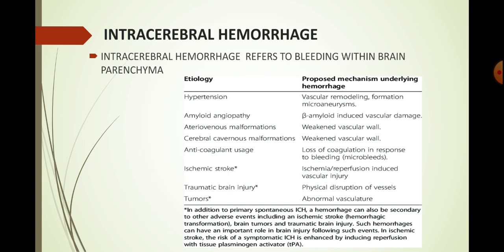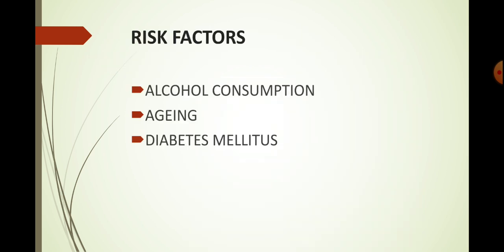So, we need to know what causes an intracerebral hemorrhage. So, here we have some of the causes and the proposed mechanism underlying the hemorrhage. So, the main causes are hypertension, amyloid angiopathy, AV malformations, cerebral cavernous malformation, anticoagulant use, ischemic stroke, traumatic brain injury, and brain tumors. Out of which the most common causes will be hypertension, AV malformations, then anticoagulant use, traumatic brain injury, tumors. Now, what are the risk factors associated? Alcohol consumption, diabetes, and aging.